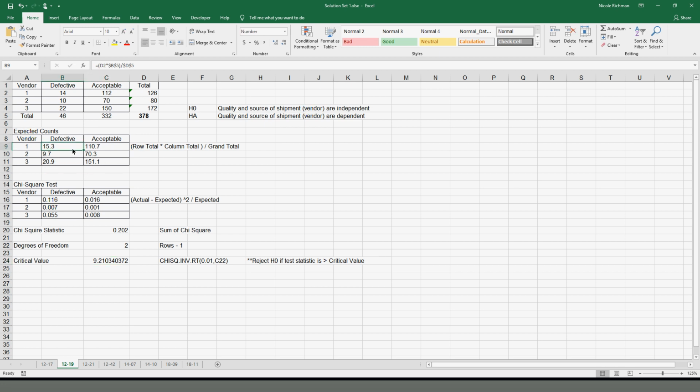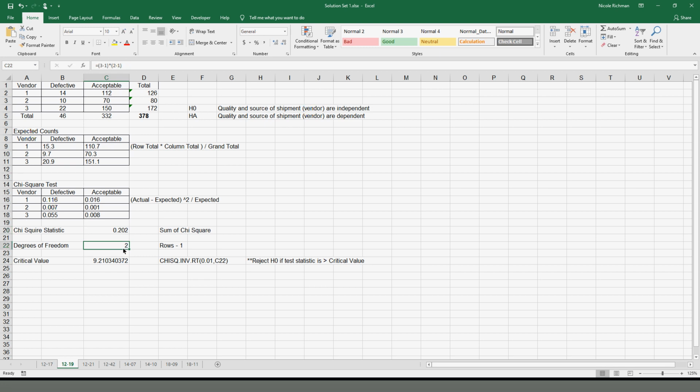And in this case, we do the same thing. We take our total, multiplied by our total for that vendor, multiplied by the total defective, and divided by the total number of actual data points. And we do the same thing for our chi-square test, and the same for our chi-square statistic.